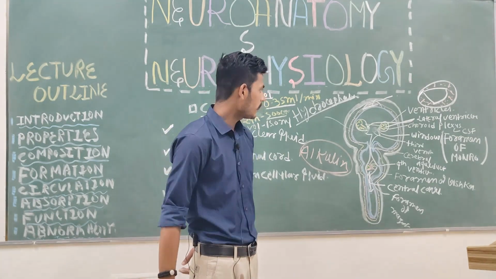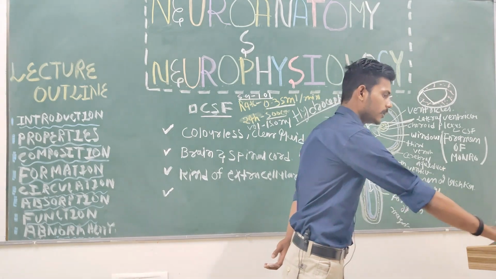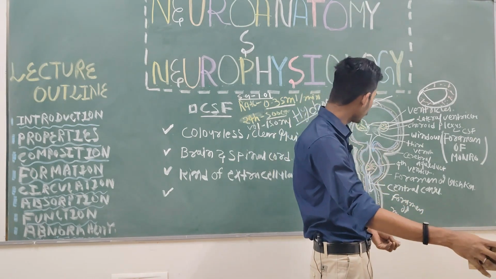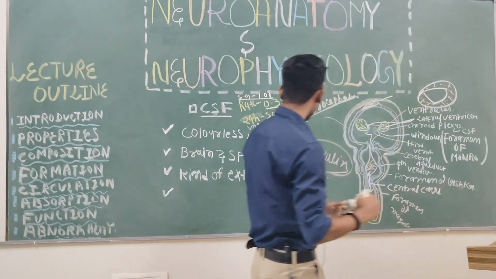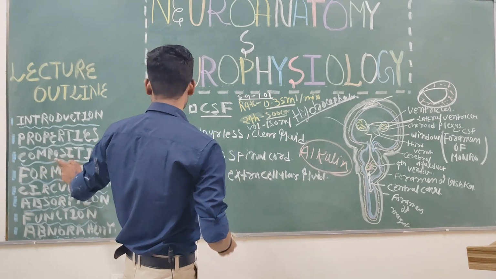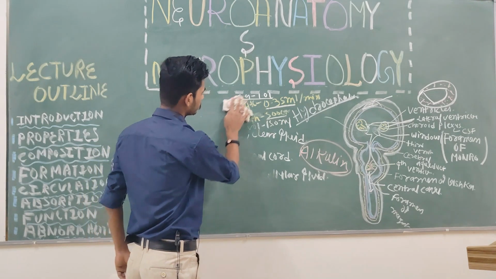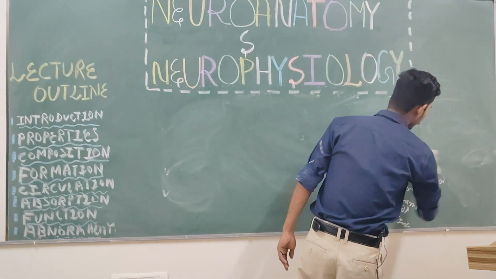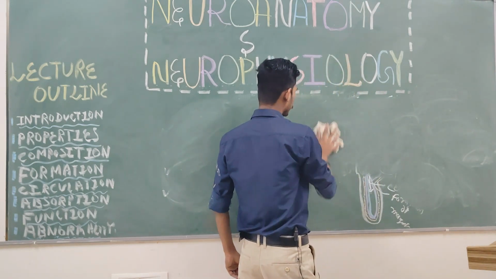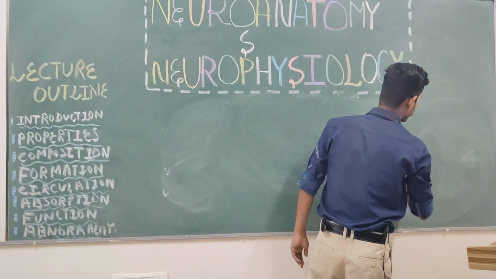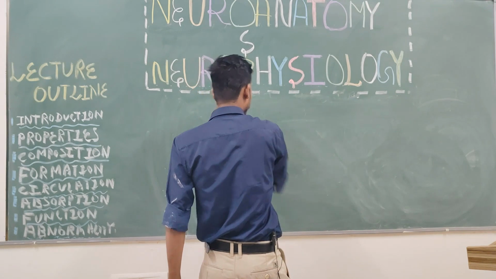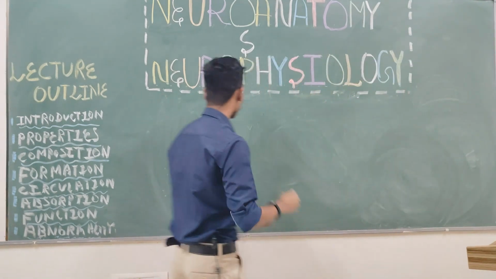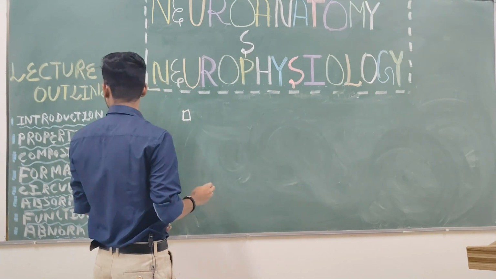Clear? Understood? No problem. Now once you understood the basic outline, the function, properties and the formation side, and the circulation side, let's move ahead and discuss their composition first. CSF composition. This is a very unique fluid, not just because of their function. Functionally they are very, very important, but research-wise, the modern research is also holding some uniqueness which we will discuss in this lecture.